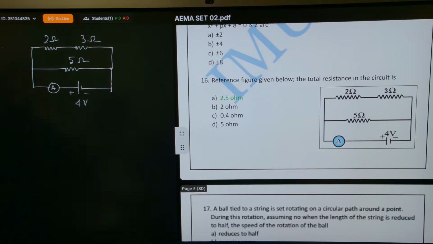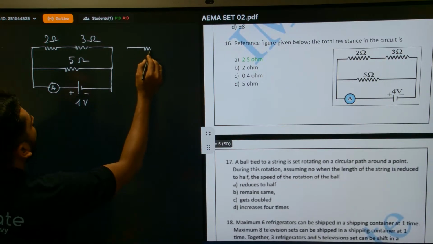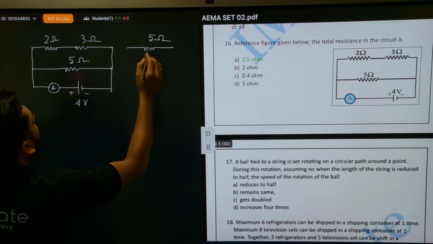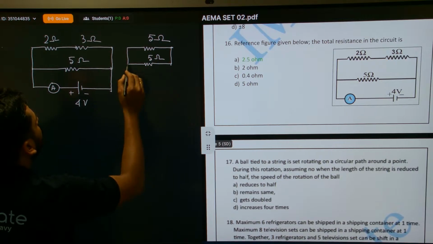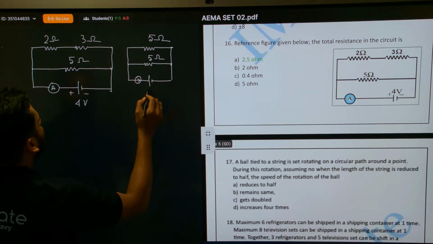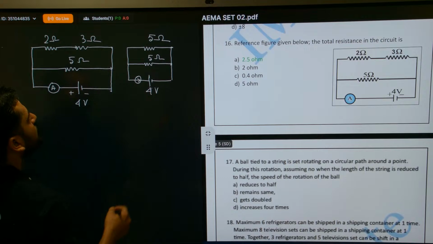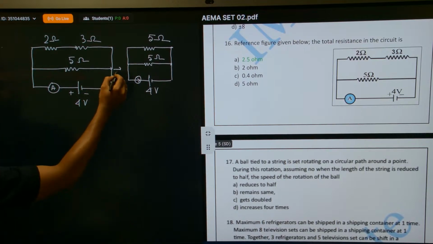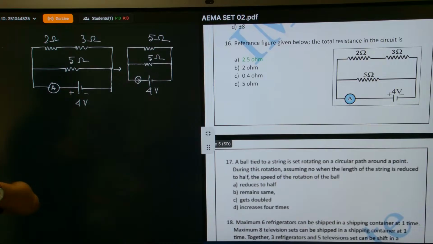So if you look at the first branch, it is 5 ohm. Another is 5 ohm. And this is an ammeter. Yes, very good. It is 4 volts. Let's first solve the given problem, then we'll get into the minute detail.